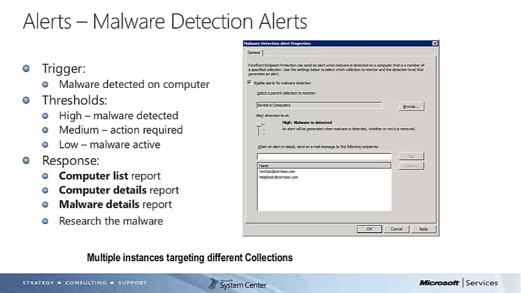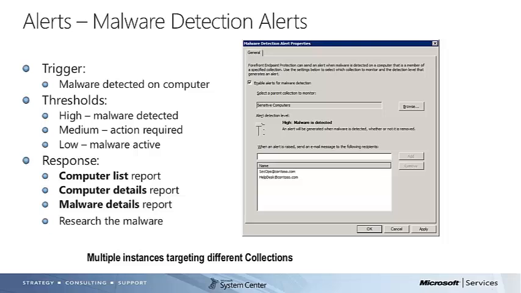And the meaning of those: the high is that malware was detected. Whether it was cleaned or not is irrelevant. It would still trigger. With the medium threshold, that means action is still required. The malware was detected and action is still required to actually remove that malware, such as a reboot or a full scan.